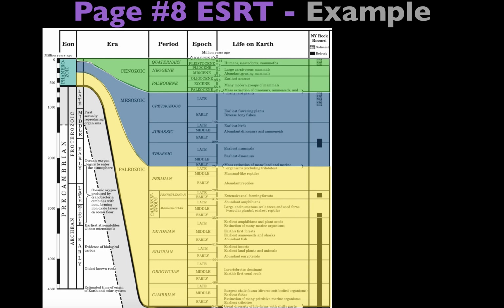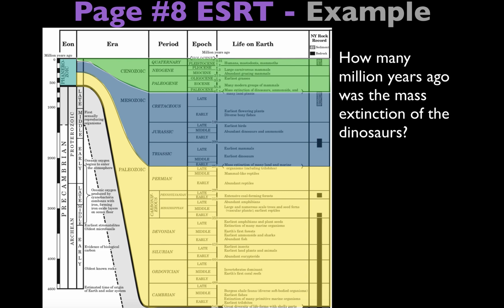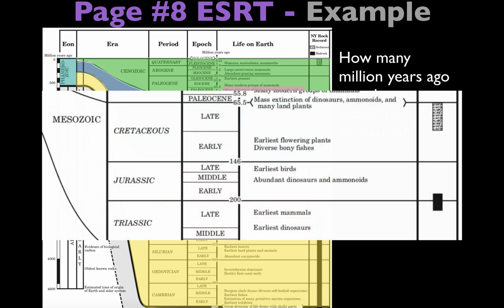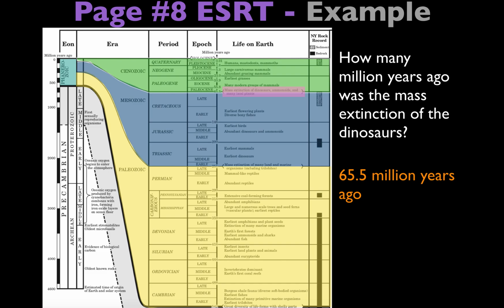So now we're going to look at some example questions to figure out how to use this reference table to find out more information. So to start off, our question is, how many million years ago was the mass extinction of the dinosaurs? So on the Life on Earth column, you have to find that exact phrasing. You look for mass extinction of the dinosaurs, which I have highlighted here in pink. If we zoom in and take a closer look, we find the mass extinction of the dinosaurs, and you can see exactly what time that happened, which was 65.5 million years ago.